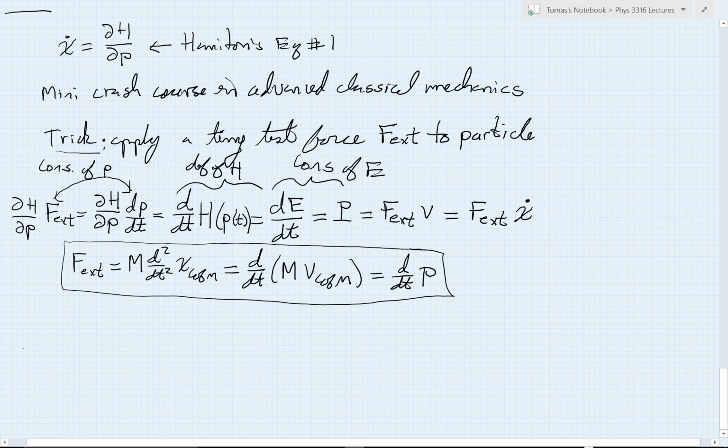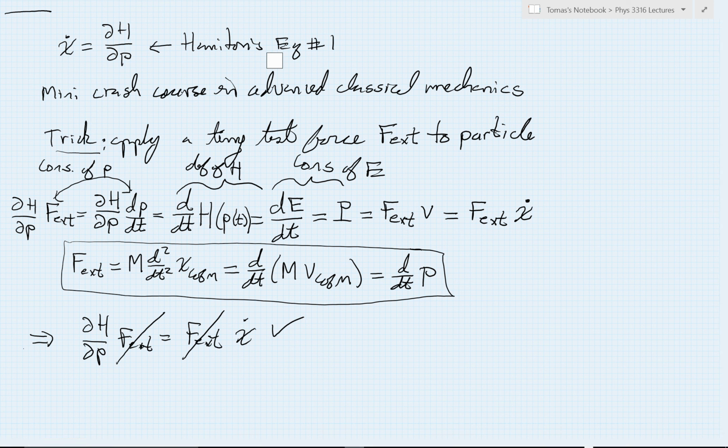Now, the final observation is, let's look at what this chain of logic is telling us. Notice we can now equate the left-hand side with the right-hand side. So we learn that dH/dp times the external force actually equals the external force times x dot. And as long as my external force isn't zero, it just has to be tiny, so it isn't disturbing how the particle's moving. But as long as it isn't zero, I can cancel it from both sides of my equation, and I now have proved, in fact, Hamilton's first equation, which we depended upon in order to come to the conclusion regarding how the frequency of our particles have to line up with the classical Hamiltonian.